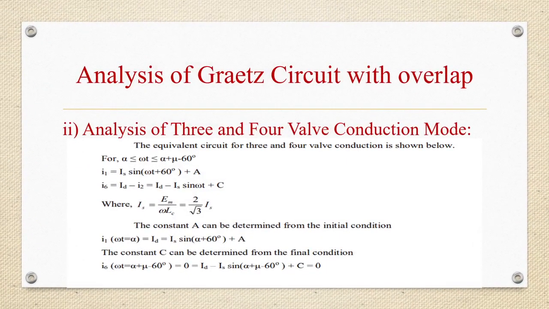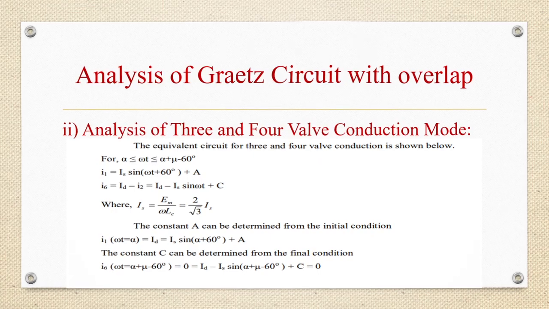For omega t lying between alpha and alpha plus mu minus 60 degrees, I1 is given as Is sin of omega t plus 60 degrees plus A. I6 is given as Id minus I2, that is Id minus Is sin omega t plus C, where Is is Em by omega Lc, that is 2 by root 3 Is. Constant A can be determined from the initial condition: I1 at omega t equals alpha is equal to Id, that is Is sin alpha plus 60 plus A. Constant C can be determined from the final condition: I6 at omega t equals alpha plus mu minus 60 degrees is 0, that is Id minus Is sine of alpha plus mu minus 60 plus C equals 0.